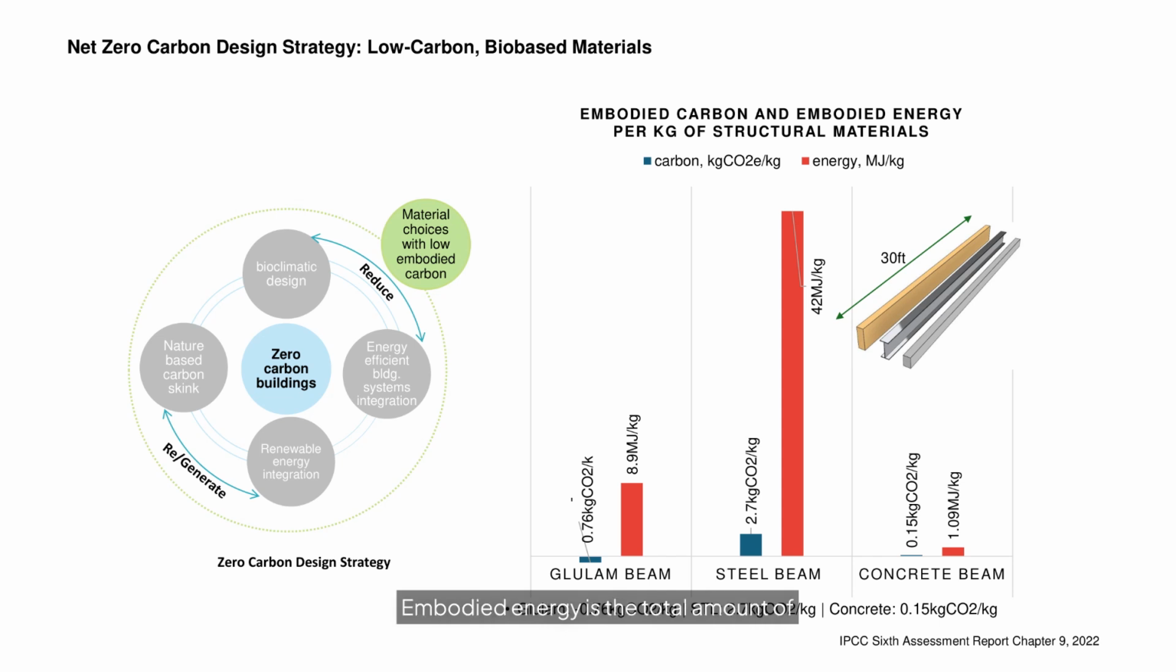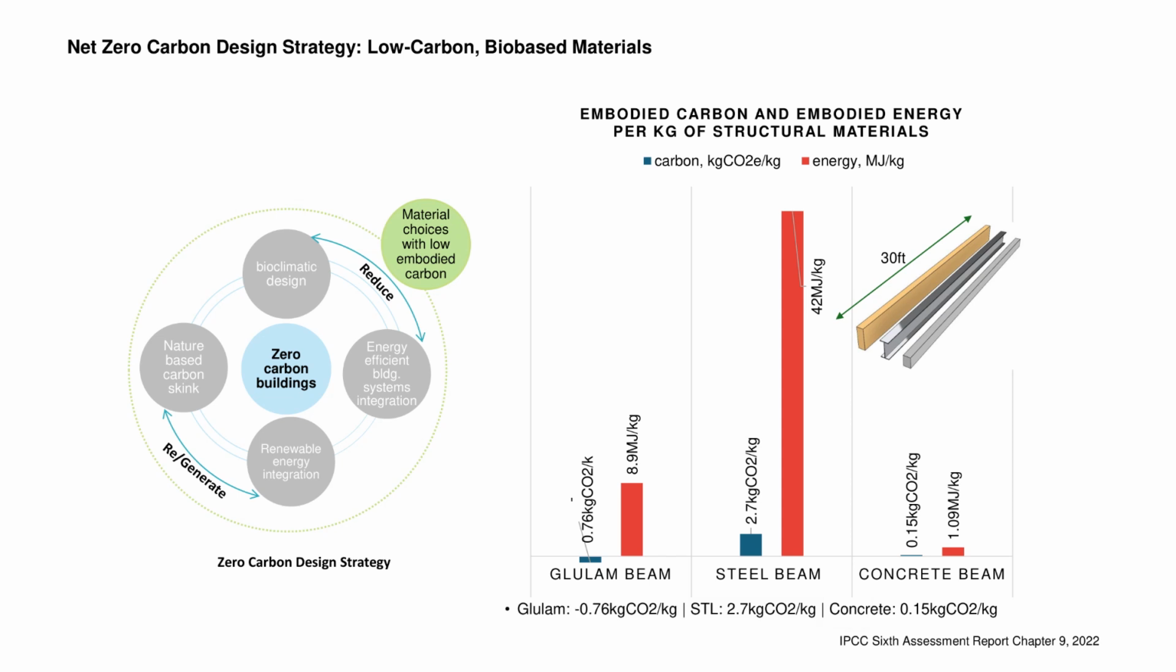Embodied energy is the total amount of energy consumed during the manufacturing, transportation, and assembly of materials, expressed as megajoules per kilogram of material. Glulam materials have negative embodied carbon of minus 0.76 kg CO2 per kilogram because they store carbon during their life cycle. Steel, on the other hand, emits 2.7 kg CO2 per kilogram. Concrete has a moderate impact with 0.15 kg CO2 per kilogram.